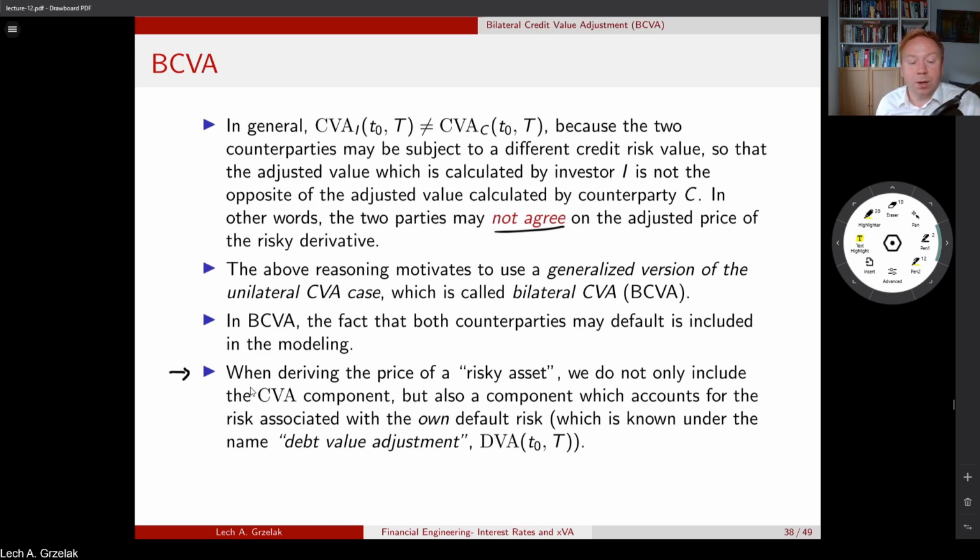So let's take a look here. When deriving the price of a risky asset, we do not only include the CVA component, but also the component that accounts for the risk associated with our own default. And that is called debt value adjustment, DVA. So if we are looking at the CVA, but for ourselves, that's called DVA. This is basically easy to remember: CVA for the counterparty is CVA, CVA for us is DVA, debt value adjustment.